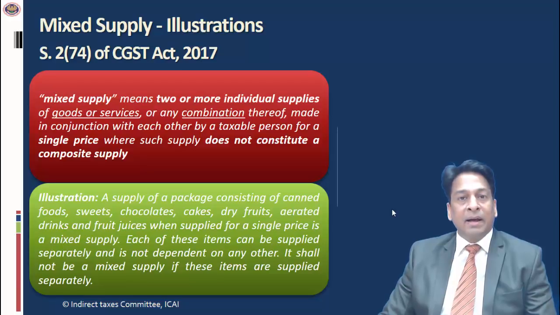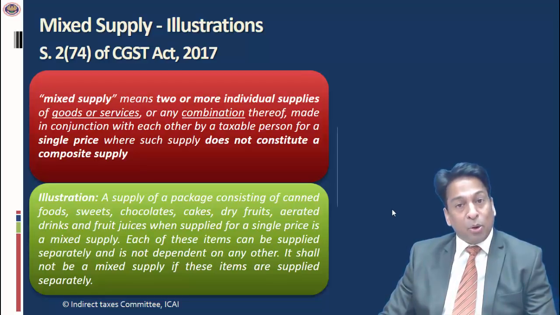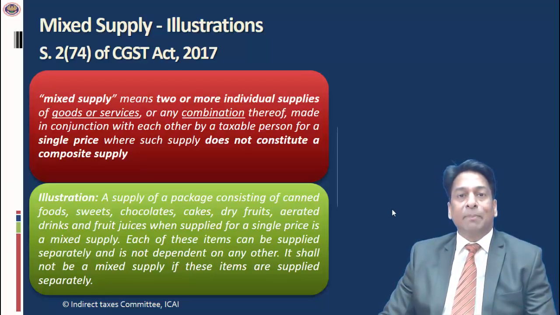So what is the clarity coming out in this case? The clarity is that a mixed supply is a supply which is not naturally bundled and does not constitute a composite supply, though there are two or more supplies.